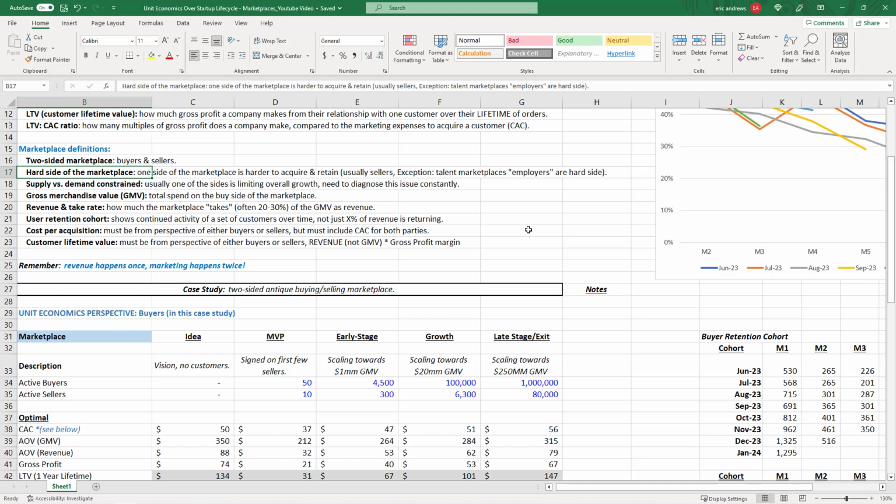There's one exception, talent marketplaces, like job marketplaces. Employers are actually the hard side. So those are actually the buyers of the product.